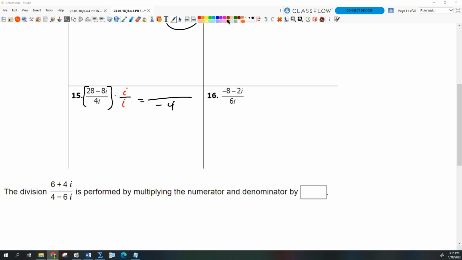-4 on the bottom. On top, it's going to be a little more complicated. I've got to distribute the i to both parts, not that much. And I get 28i plus 8, minus 8i squared, which is plus 8. Give me 1 to 5. Everybody, I want to make sure everybody's got this. Does that make sense? How we got that plus 8?